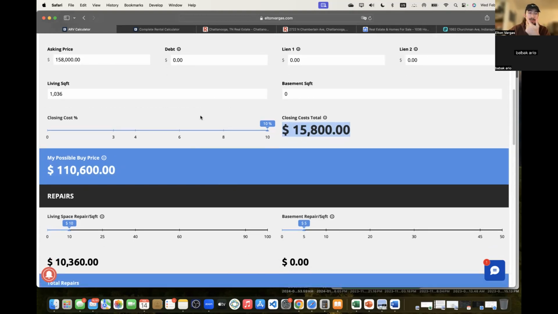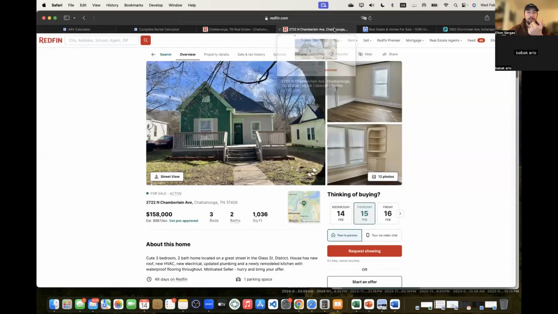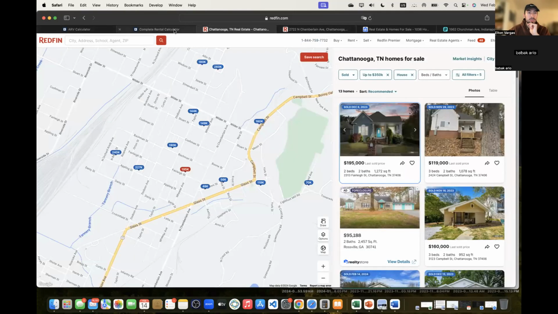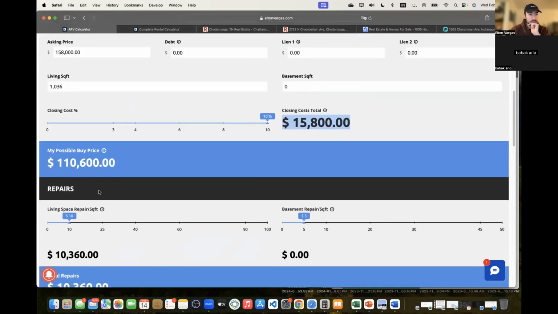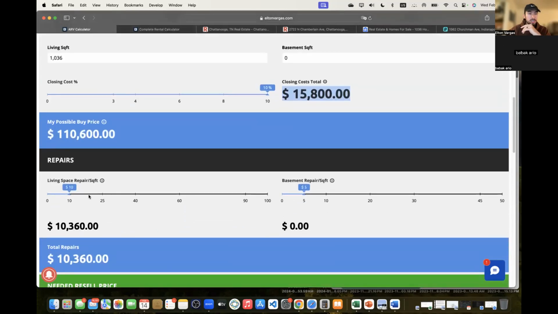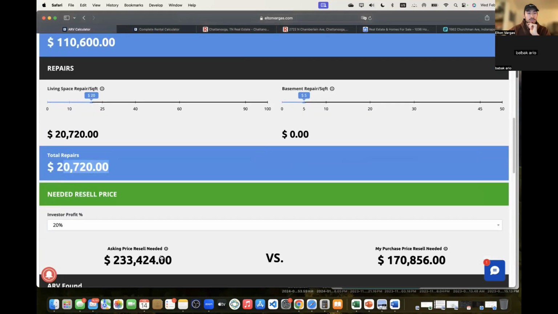This property needs light repairs, like we were just talking about. It needs the bathroom and also the painting outside and inside as well. So again, very light stuff. Light repairs are between $10 to $20,000. I'm going to play it safe, playing it safe at all times. It's going to take me $20,000 to repair, $20,720 to be exact.